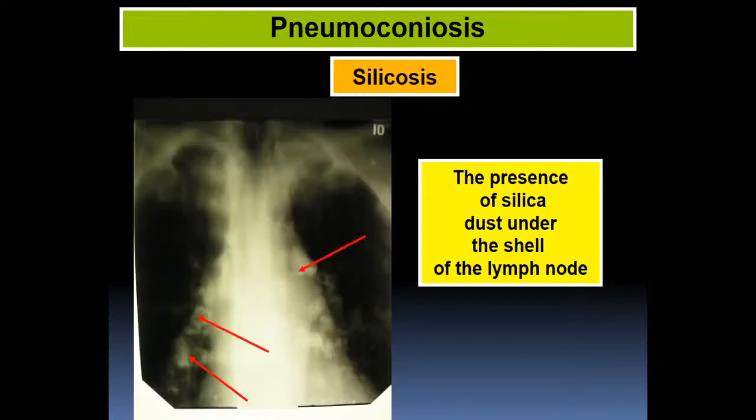On tomography, in silicosis, we can see the presence of silica dust under the shell of the lymph nodes. In both sides, lymph nodes are affected with dust.